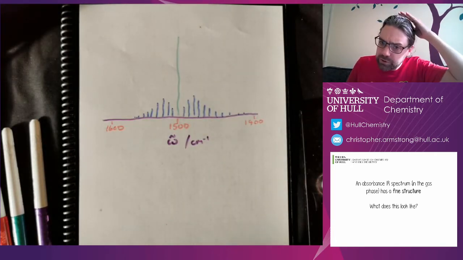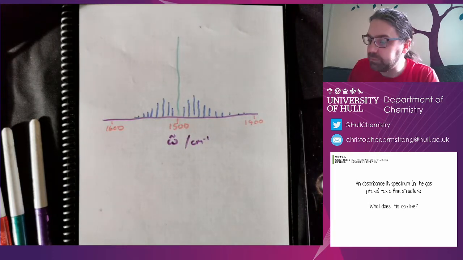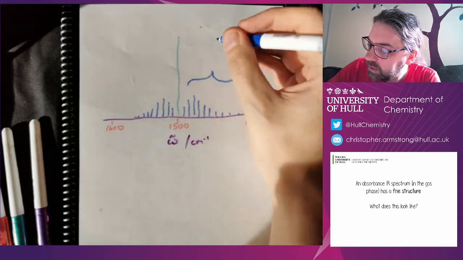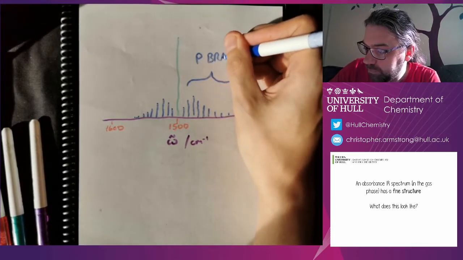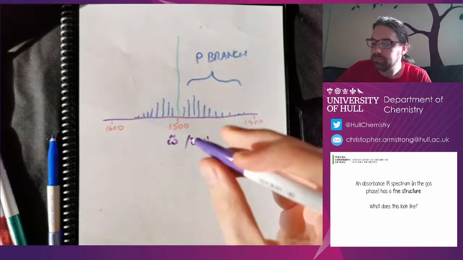We refer to these different areas of the spectrum by different names. So here we refer to this as a branch, and it's called a P branch. Specifically, this is at lower energy.